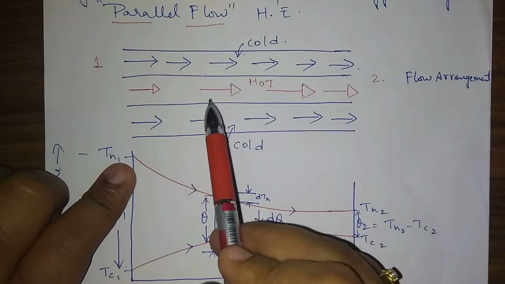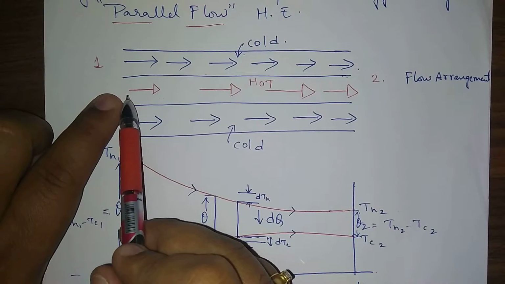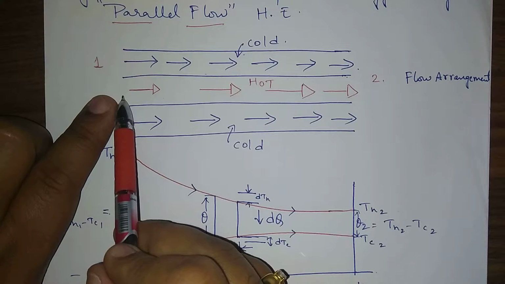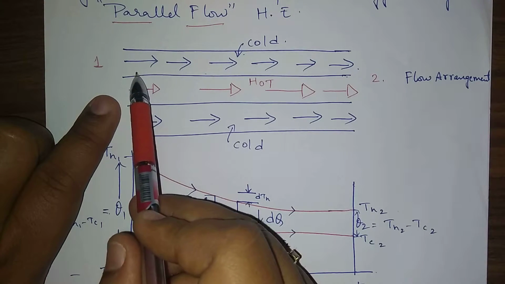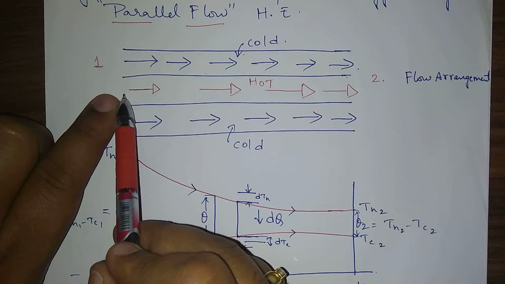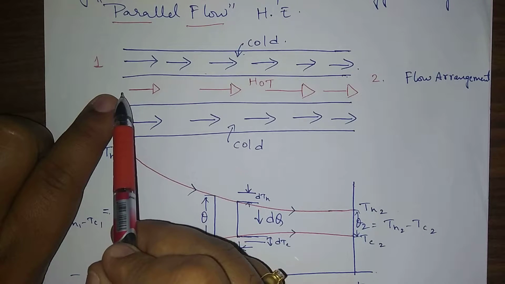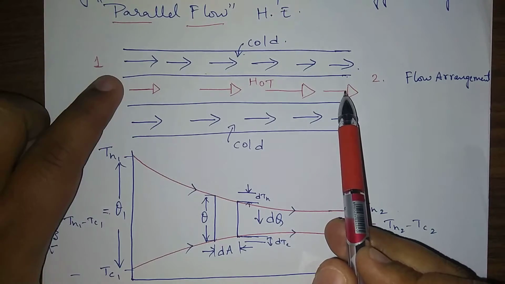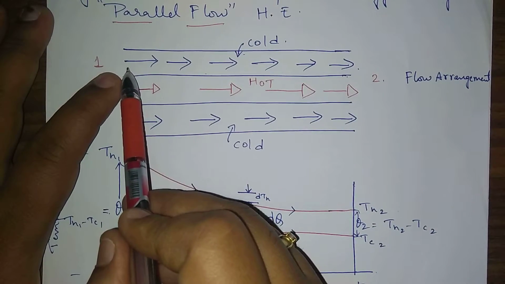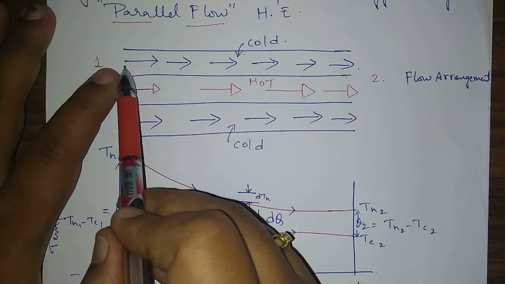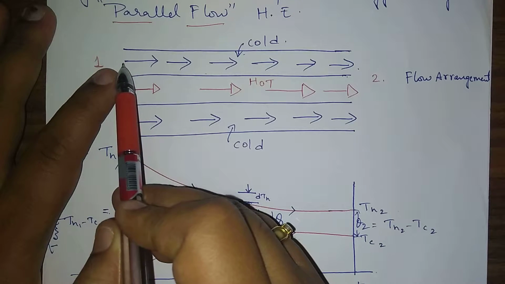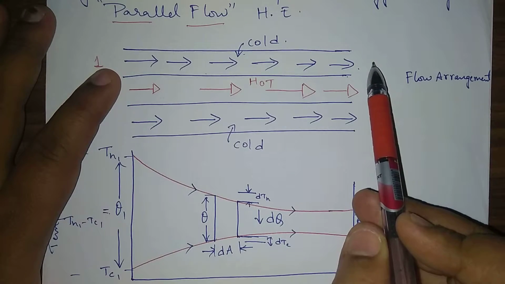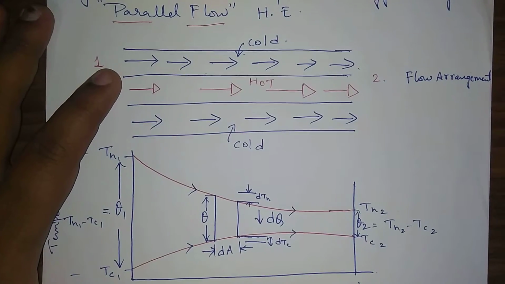Yes or no? The hot fluid will be entering at a very high temperature compared to the cold fluid, so the temperature of the hot fluid will start reducing as it moves along the length of the heat exchanger. What is going to happen for the cold fluid? The temperature of the cold fluid starts increasing as it moves along the length of the heat exchanger. So this is what is going to happen.